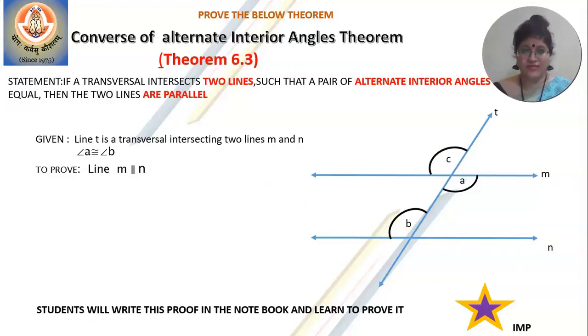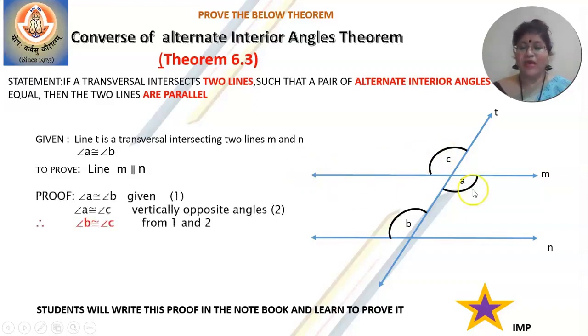Now, the clue out here is always take one vertically opposite angle either to A or to B. I've taken one vertically opposite angle to A. So how are you going to write down the proof? Look at the first sentence. A is congruent to B. Why is it congruent? Because it is given. And why is it given? Because it is mentioned that alternate angles are congruent. Then your next sentence will be A and C both are also equal because they are vertically opposite angles.